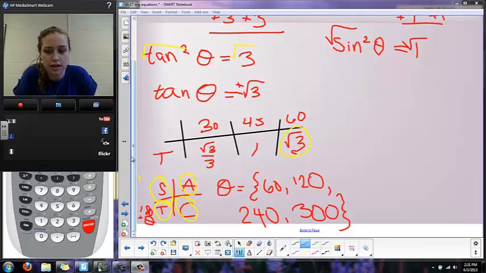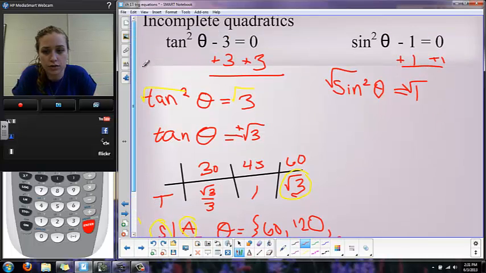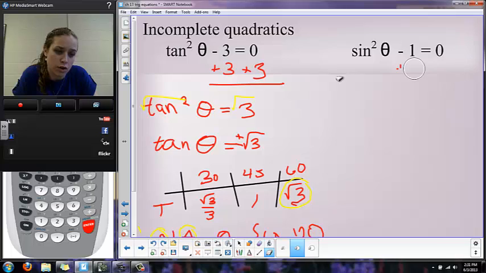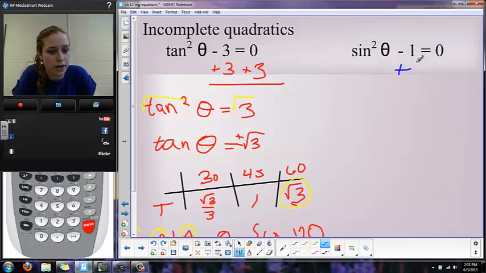Now, let's take a look up here at the equation on the right and see if we can fix it. Let's not make the same mistake again. So let's just start over. We have sine squared theta plus 1 is equal to 0. I want to get that sine squared all by itself, so I'm going to add 1 to both sides. Sine squared theta is equal to 1.